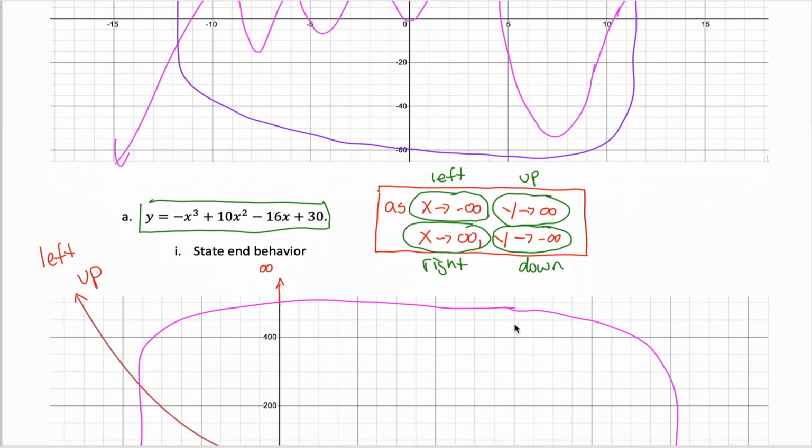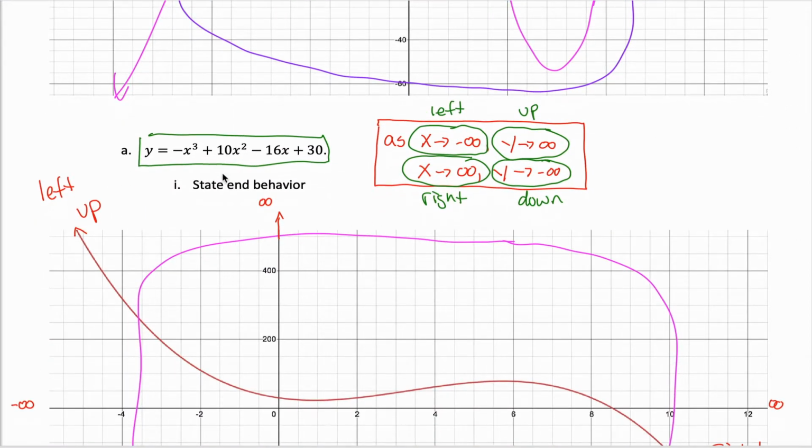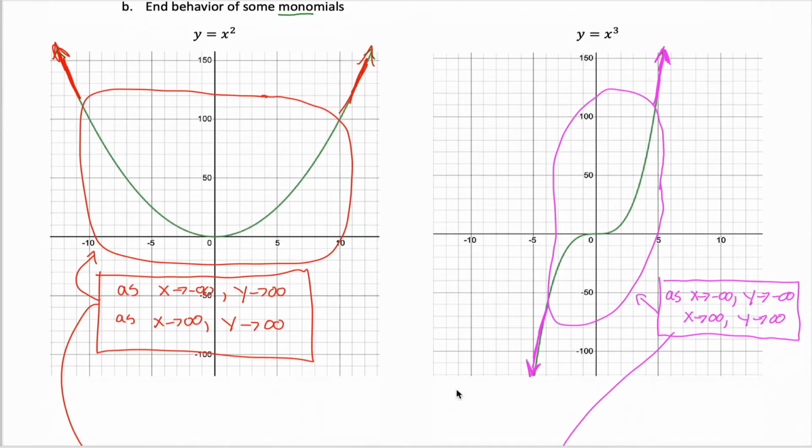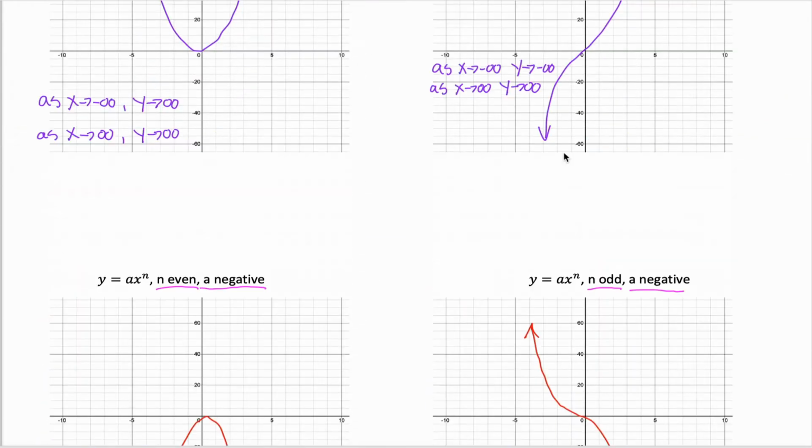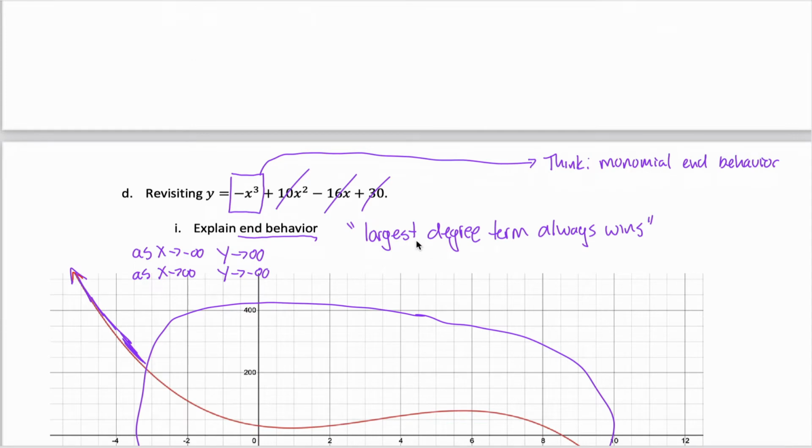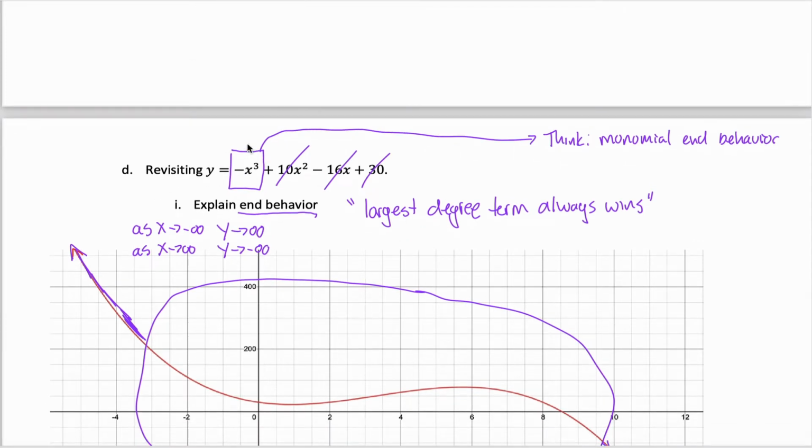And we learned how to write that mathematically, and then we learned how to determine that by looking at the end behavior of some monomials, and then finally learning that the end behavior of a polynomial is the exact same as the end behavior of the monomial that comes from the term with the largest degree. And if that doesn't make sense, go back and watch the previous video, where I go through that in like 10 minutes instead of like 5 seconds.